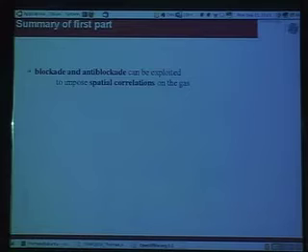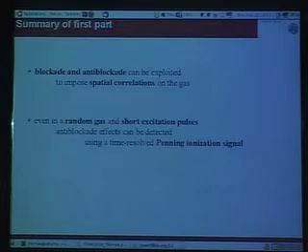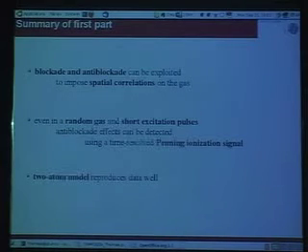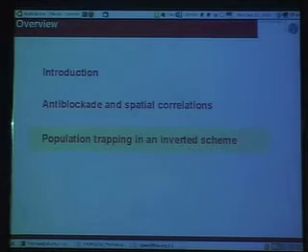So, a brief summary of this first part. We have seen that blockade and anti-blockade effects may be exploited to impose spatial correlations in an otherwise unordered gas. And we've also seen that we can detect these effects using the pending ionization signal, which is a very sensitive probe for small deviations in the pair distribution. And we've also seen that this rather simple two-atom model is sufficient to reproduce the data we measure. And I'll come to the second experimental part.